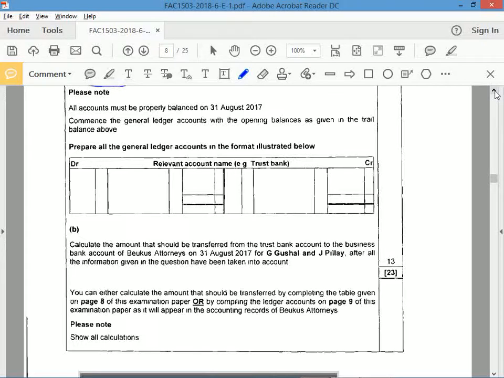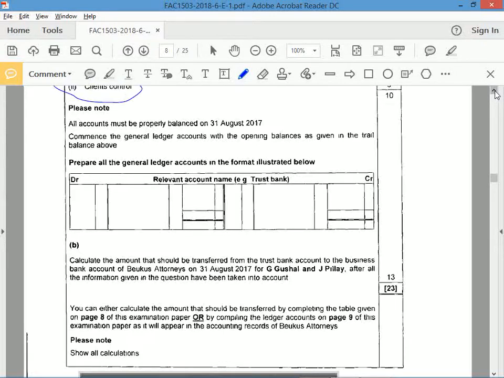So you can either calculate the amounts that should be transferred by completing the table given on page 8 of the exam paper, or by compiling the ledger account on page 9 of this exam paper, as it will appear in the accounting records. Please note, show all calculations.